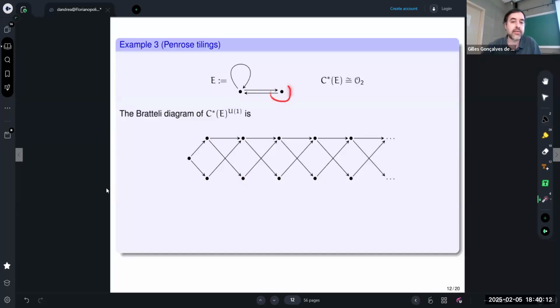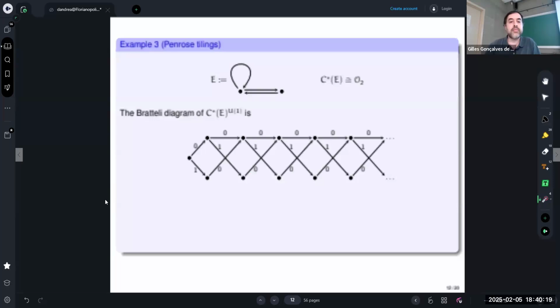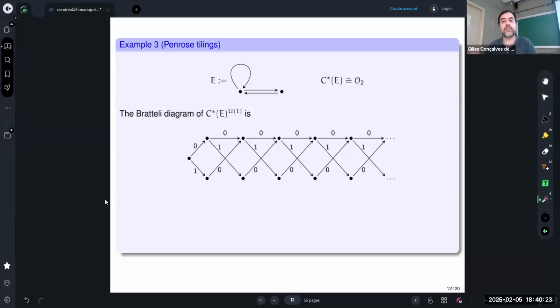But if you are on the other node, if you are in the bottom row, you can only go on top. You cannot stay on the bottom. Put zeros and ones with the same rule as before. 0 means the range is on the top level. 1 means the range is on the bottom level.